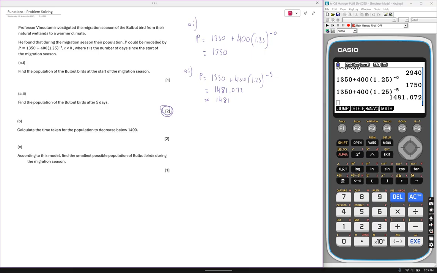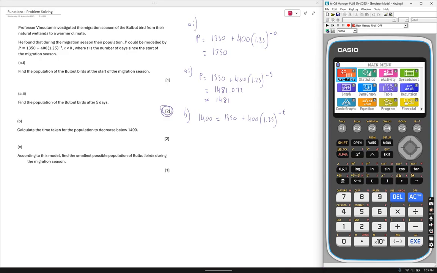For part B, calculate the time taken for the population to decrease below 1400. Well, the population was P, so we're going to put 1400 equals 1350 plus 400 outside of 1.25 to the power of negative t. If we can work out the time that it's exactly equal to, then anything after that, the population is going to decrease more.